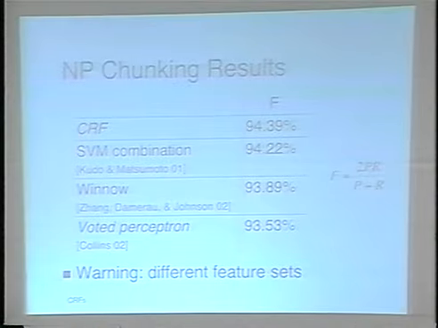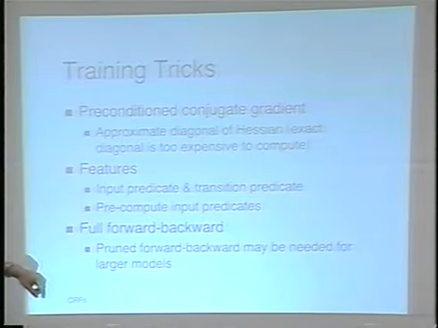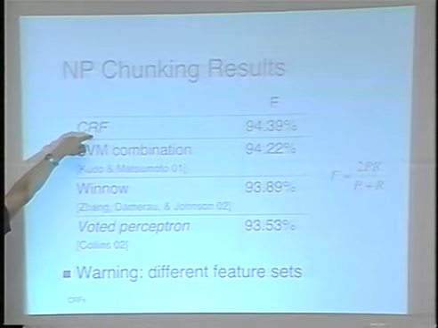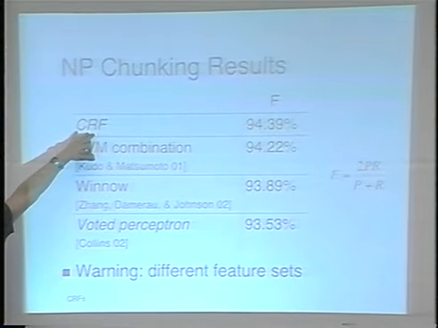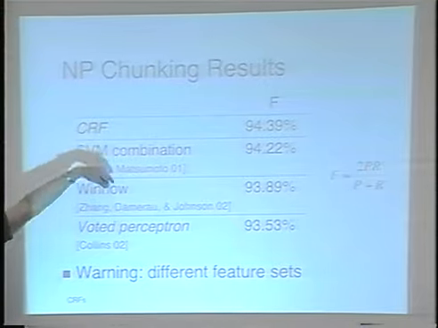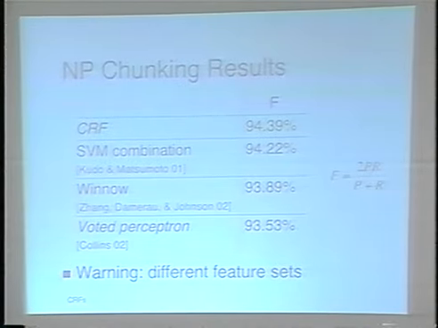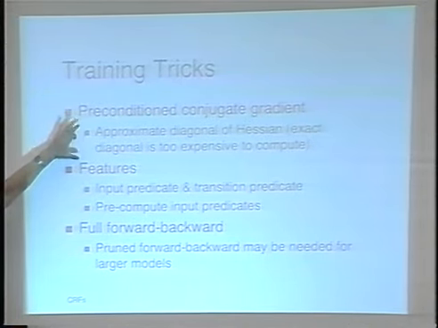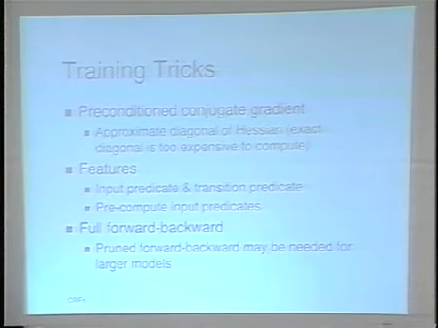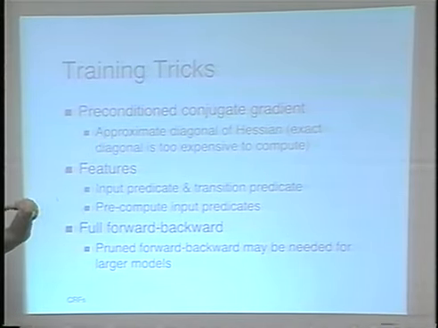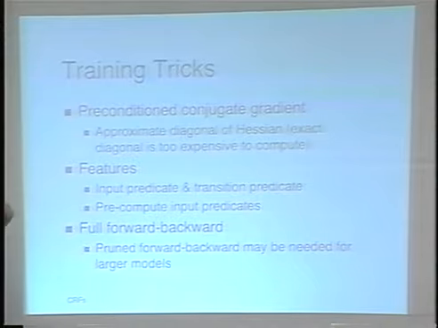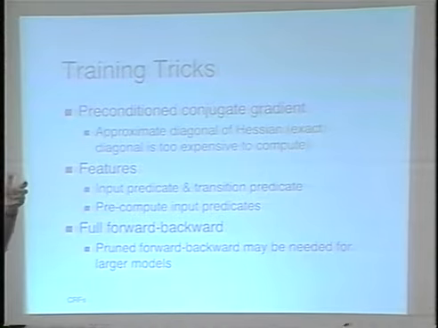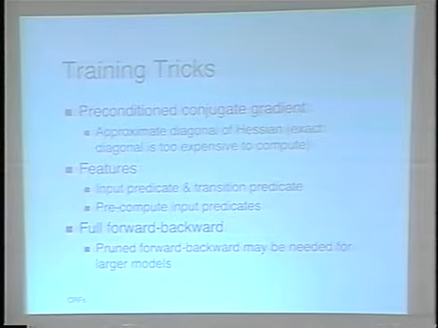We use some tricks in our training. First of all, to control overfitting, we use Gaussian priors on the weights, a single Gaussian prior for all the weights. Critical things though for training in practice: we use preconditioned conjugate gradient. For those who know conjugate gradient, there's a preconditioning matrix which in the ideal world would be the Hessian, but the Hessian here is way too expensive to compute. Even the diagonal of the Hessian is way too expensive to compute.